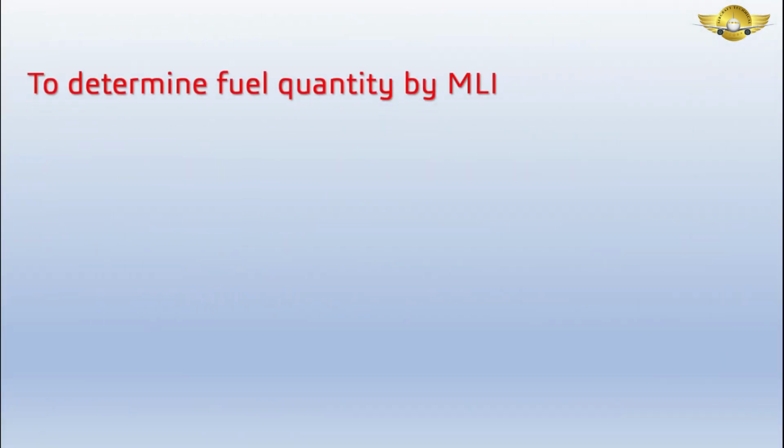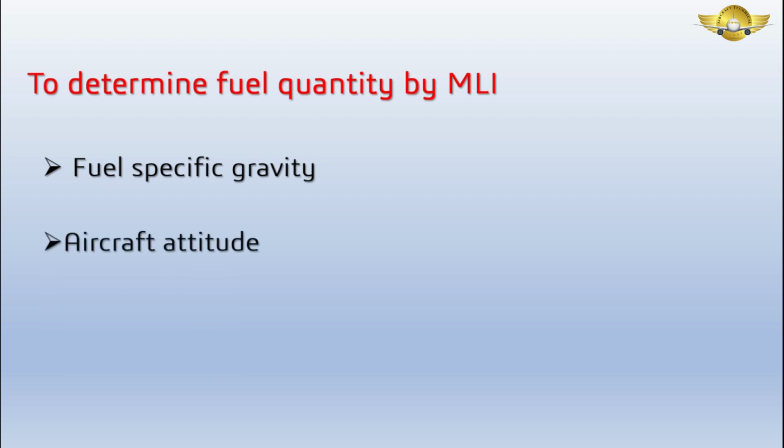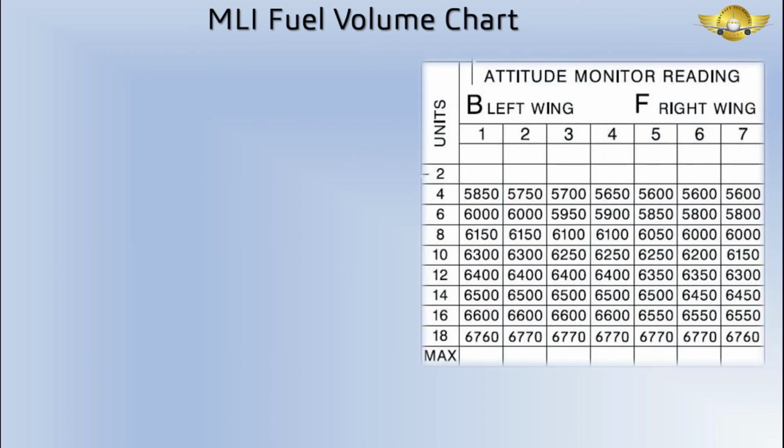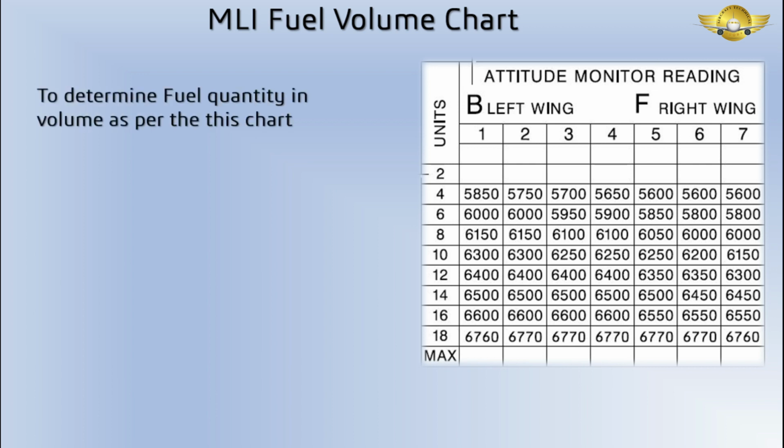To determine fuel quantity in the fuel tank, we need to have the information of fuel specific gravity, aircraft attitude, and magnetic level indicator reading. MLI Fuel Volume Chart. This chart is given in the AMM, which shows the fuel quantity in volume. There is a different chart for the different MLIs. Always refer to the correct chart for the respective MLI. To determine the fuel quantity as per this chart, we should have the information of aircraft attitude and magnetic level indicator reading.